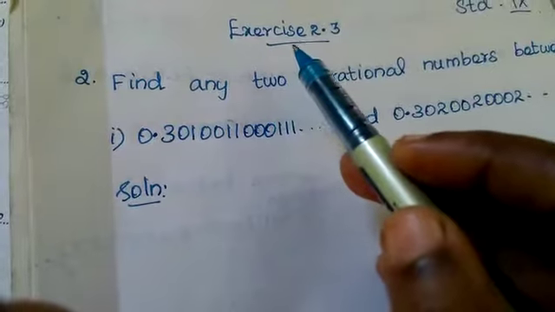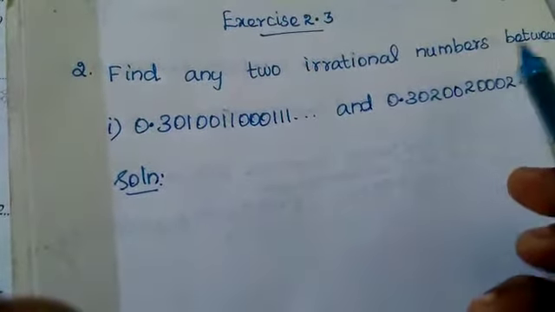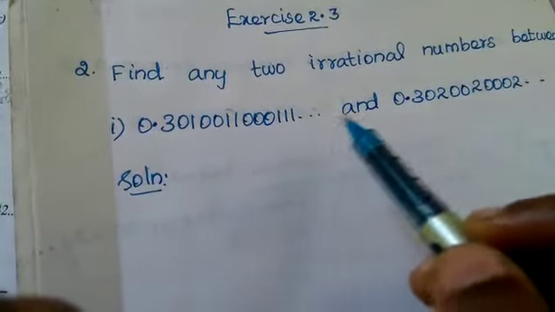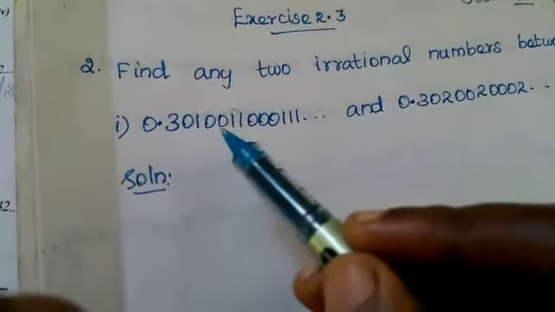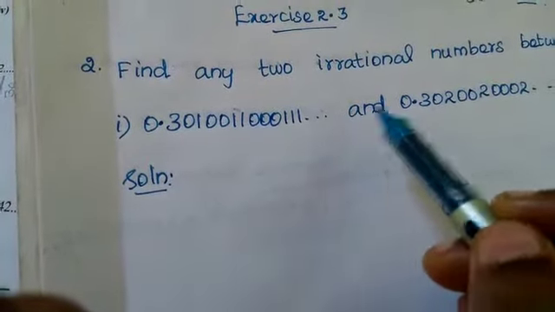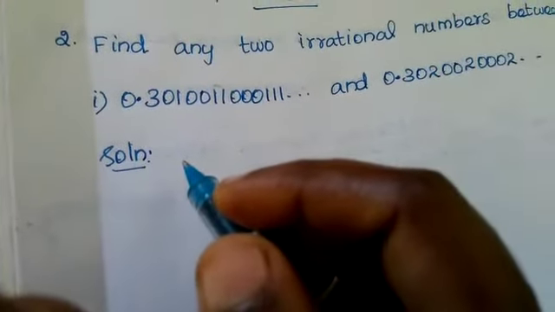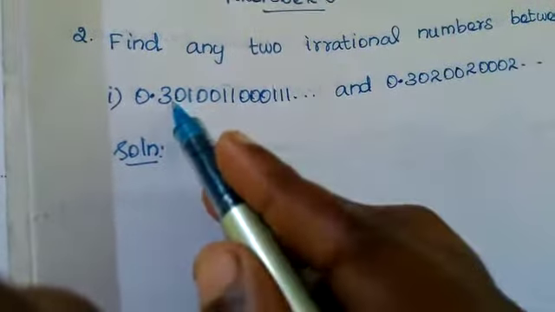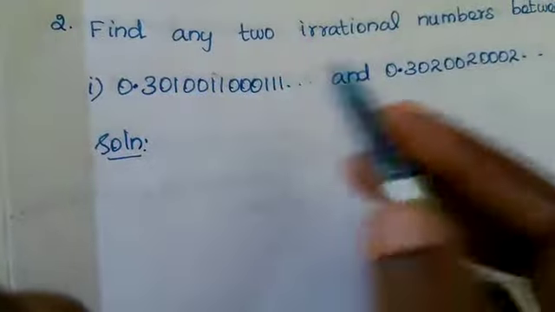Today we are going to learn exercise 2.3, second sum. Find any two irrational numbers between 0.30 etc. and 0.302 etc. We want to find two irrational numbers between these two given decimal numbers. How would you find two irrational numbers? Easy. Because the given number is a decimal number, we can find them easily.